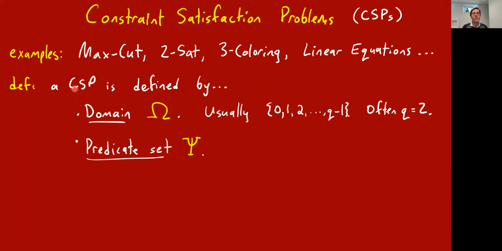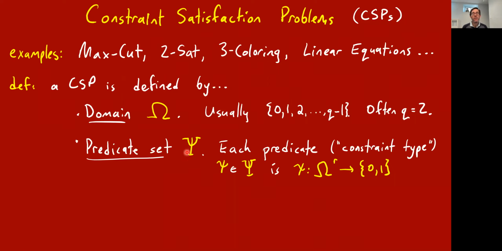But the main thing that defines a CSP is the set of predicates that are allowed, the set of constraint types that are allowed. I'll call this capital psi. This set can have one or more predicates in it. Like for E2SAT, it had 4 predicates. And every little psi in this set is a mapping from an r-tuple of domain elements to 0 and 1. Here 0 and 1 mean satisfied and unsatisfied. And r is the arity of the constraint.